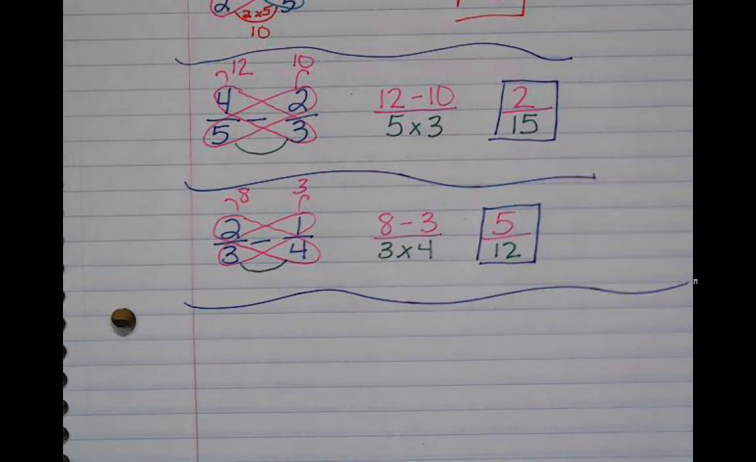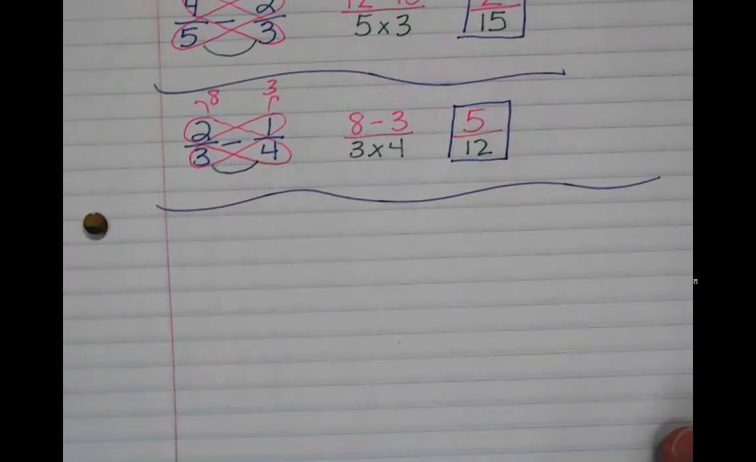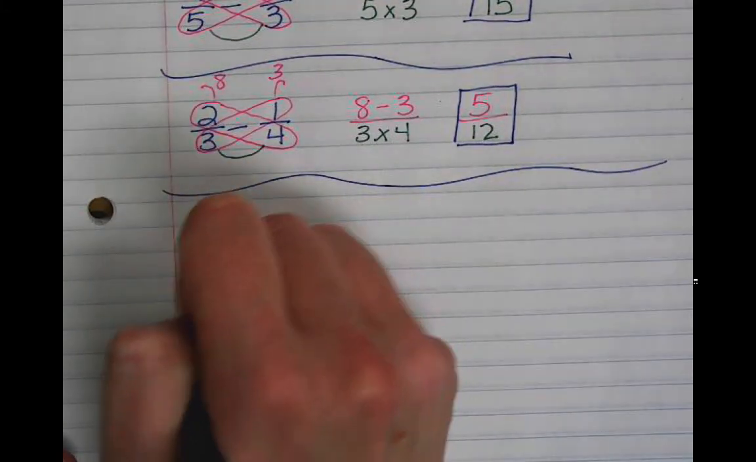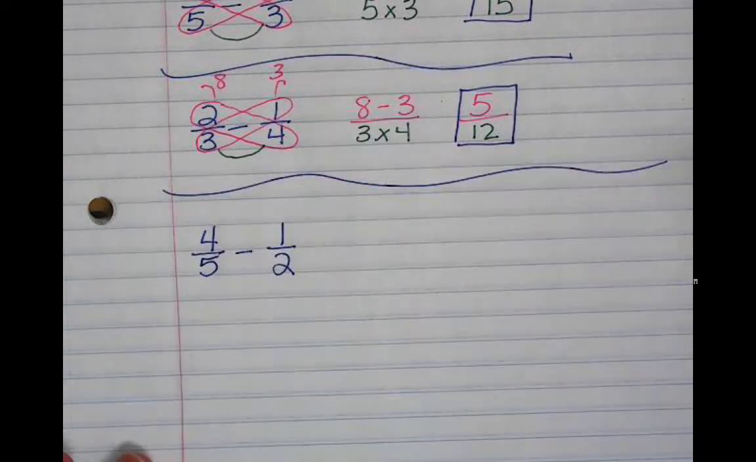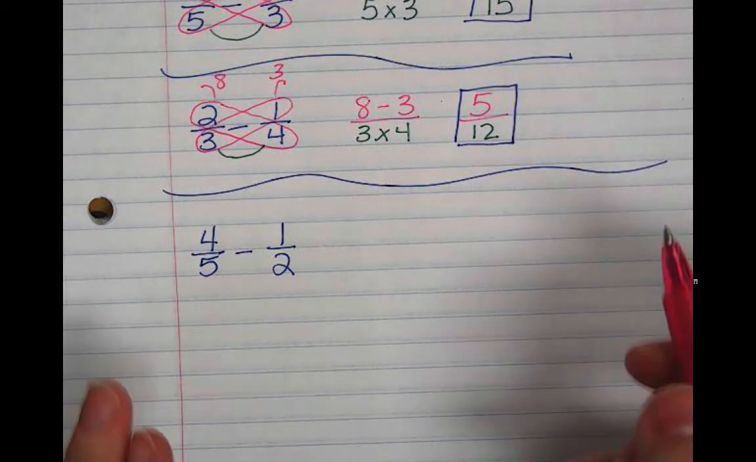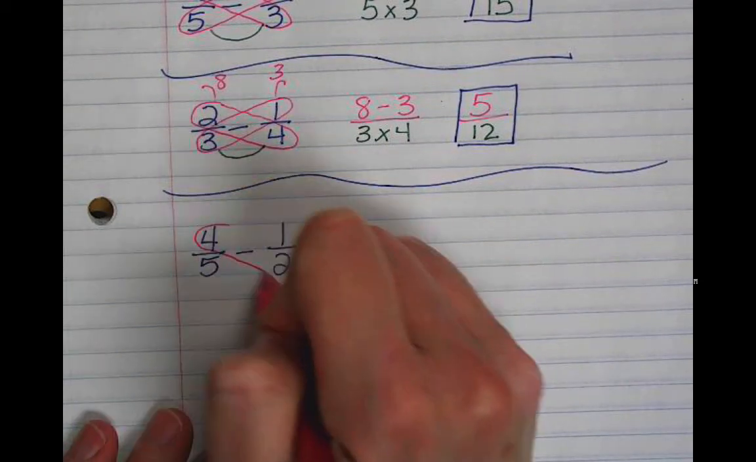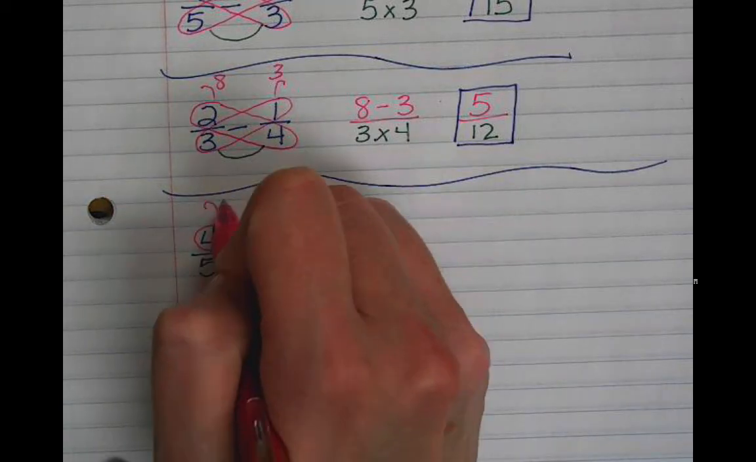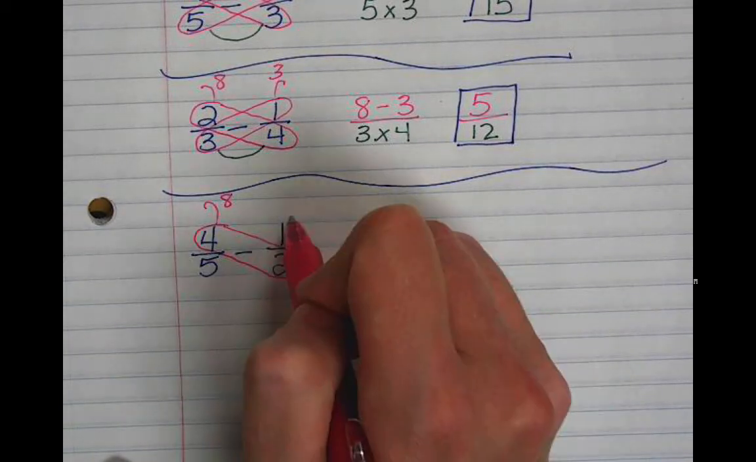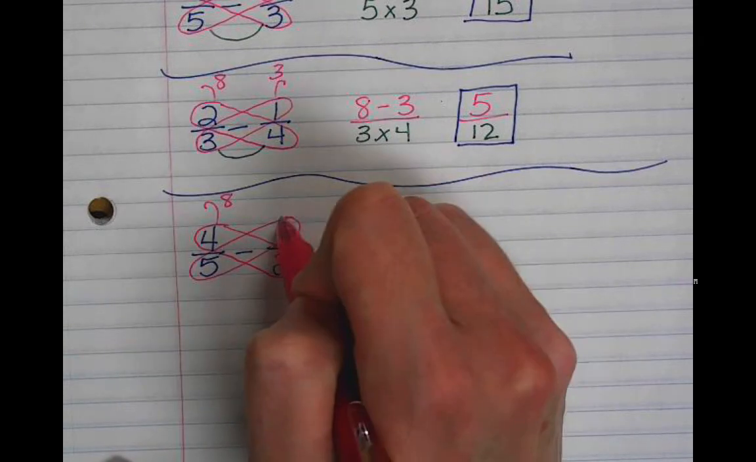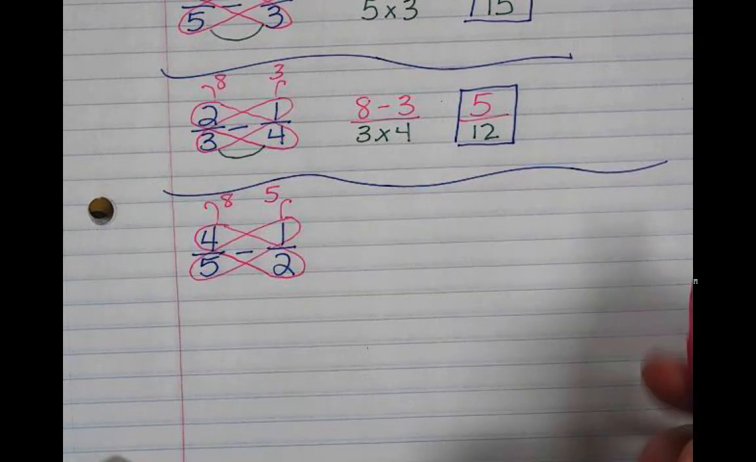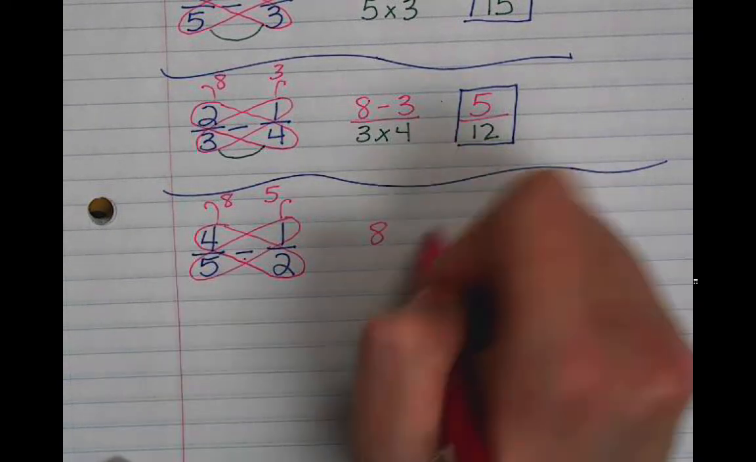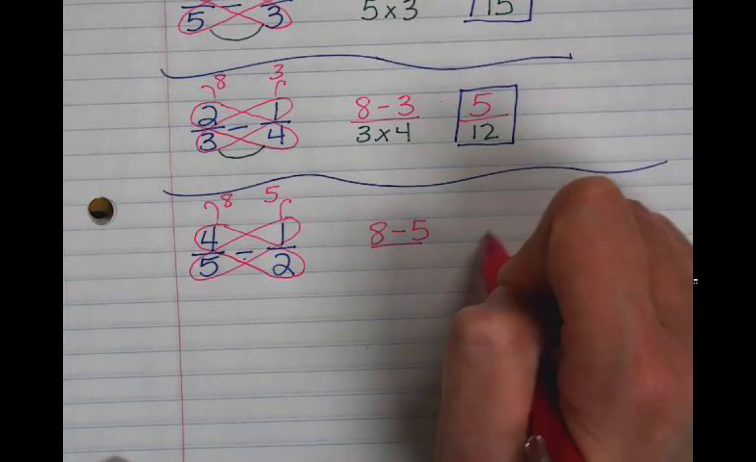Okay, our next one we have is 4/5 minus 1/2. Again, if you feel like you have a good take, pause and then check back with us. We have our 4 times our 2, which ends up being 8. We have our 5 times our 1, which is 5. So we're going to subtract those since we have our subtraction sign here. So 8 minus 5 ends up being 3.